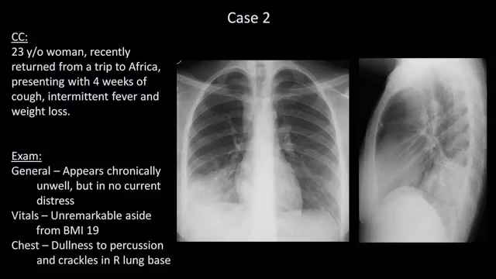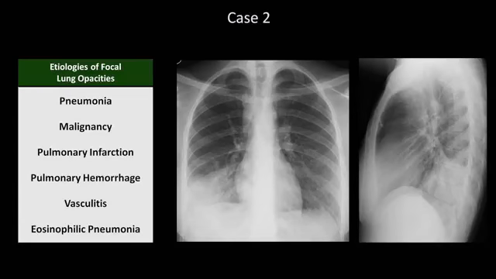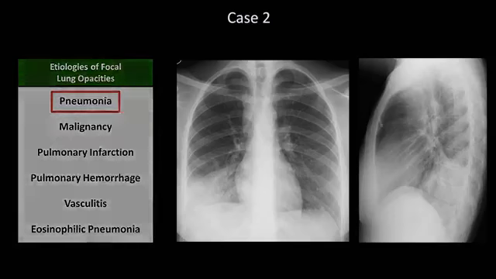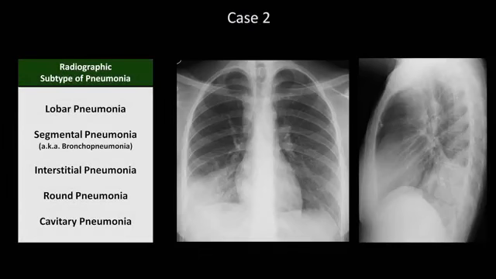What is the etiology of this focal lung opacity? Let's take a look at the etiologies of focal lung opacities from lesson 8. In this case, pneumonia is by far the most likely. The patient is too young for malignancy to be likely. She has no suggestion in the history or exam of a DVT or PE, and the remaining diagnoses are much less common. In lesson 8, I also discussed 5 radiographic subtypes of pneumonia.